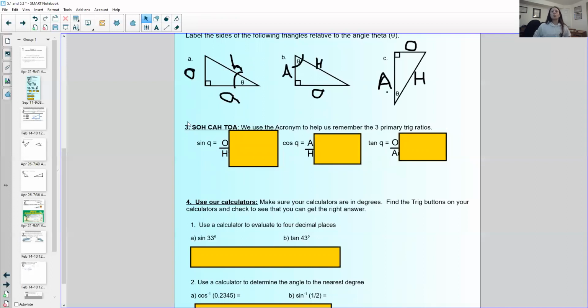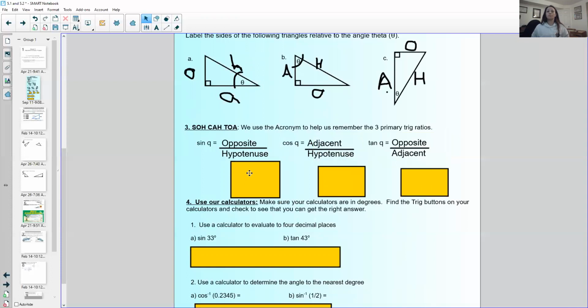So we use this weird acronym. An acronym is just something to help you remember a long formula or sentence. SOHCAHTOA is an acronym to help you remember which fraction goes with which trig ratio. SOHCAHTOA tells you that sine is the opposite over the hypotenuse, cos is adjacent over hypotenuse, and tan is opposite over adjacent. So SOHCAHTOA helps you remember these three ratios.